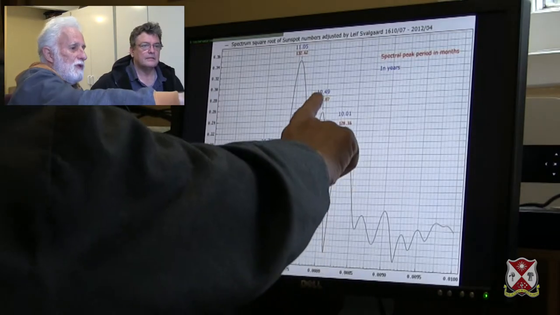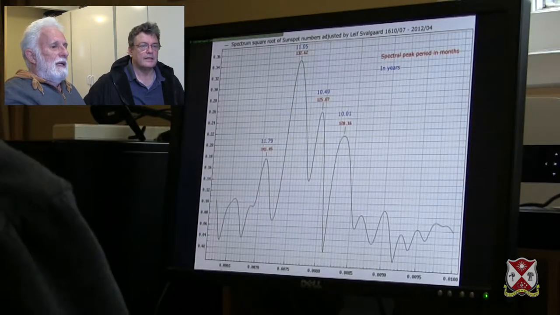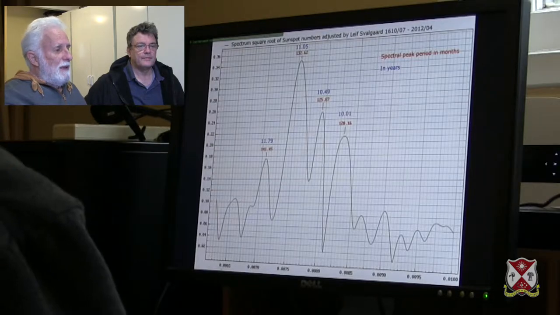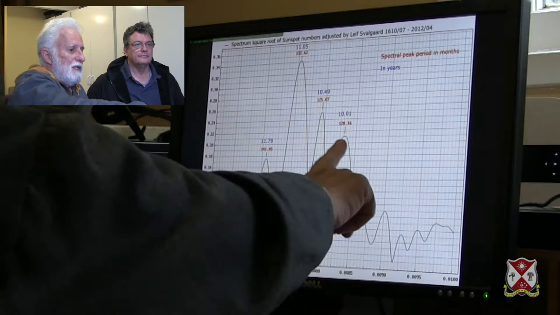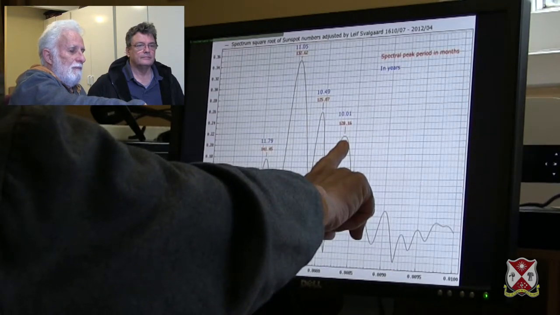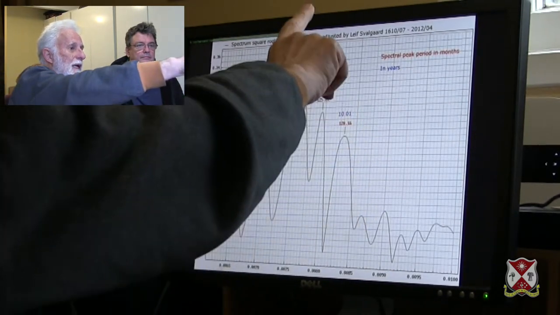This one, there's no obvious planetary effect going on. Ten and a half years, what it's called. So there's no obvious thing there. But the other three are all associated with, in this case, the three strongest tidal effect planets.